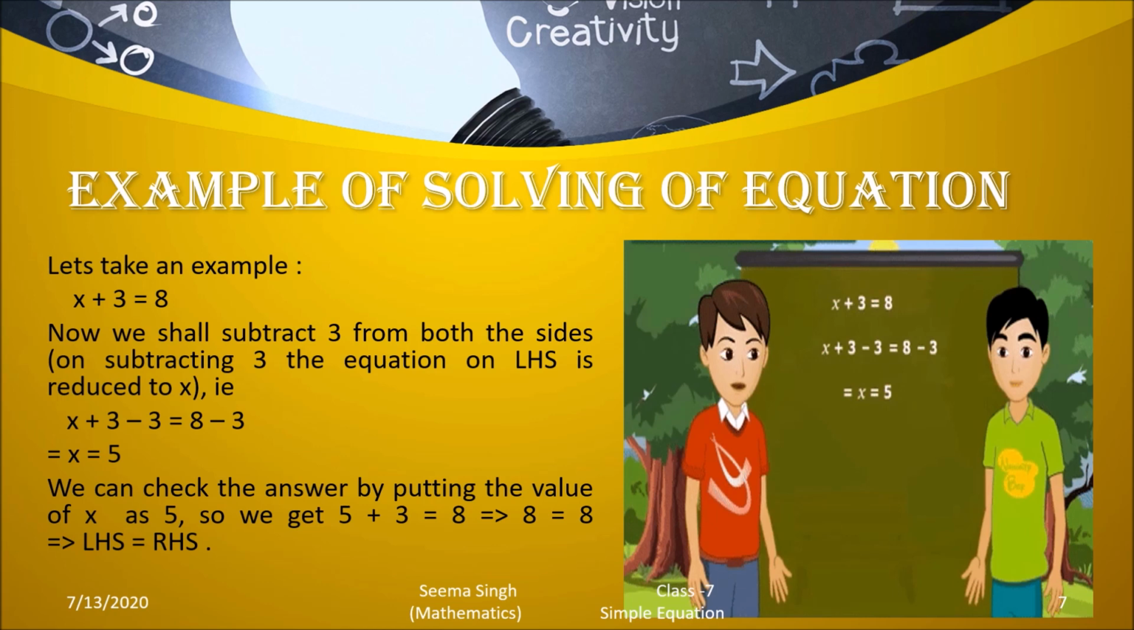Now we can check the answer by putting in the value of x. Whether we got the correct value of x or not, we can check it by putting the value of x in the equation. So it is 5 plus 3 equals 8. On both sides we got 8. So LHS equals RHS. Hence our value of the unknown quantity x is correct.